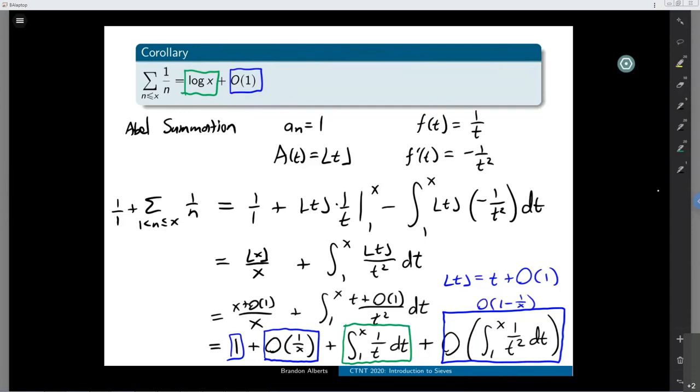So this is kind of the big utility of Abel summation. It takes this very discrete behavior of a partial sum, this very sort of arithmetic behavior, and it converts it into a lot of analytic behavior.